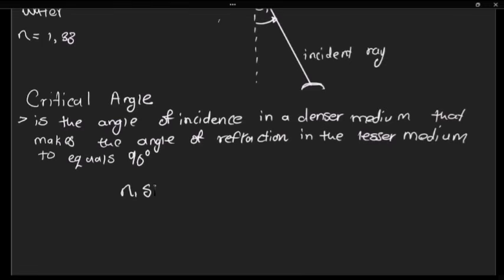We simply use Snell's law, which is written as n1 sine theta 1 equals n2 sine theta 2, where n1 represents the refractive index of medium 1, theta 1 represents the angle of incidence, n2 represents the refractive index of medium 2, and theta 2 is the angle of refraction.